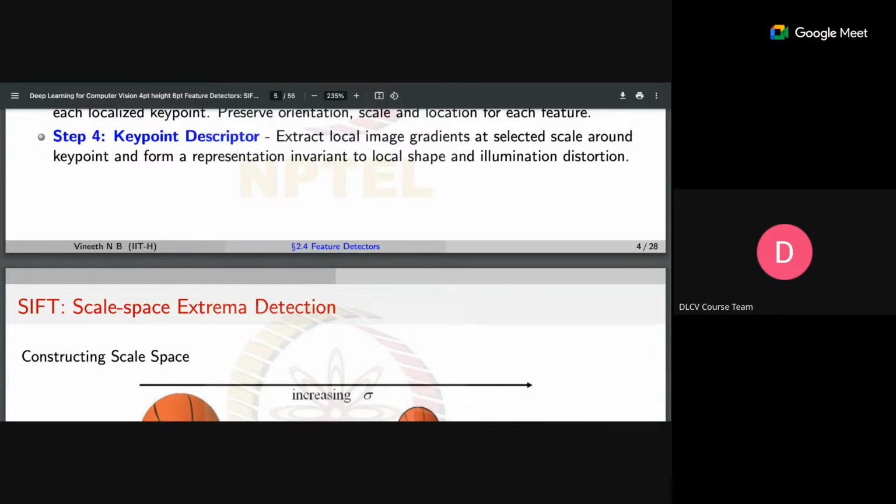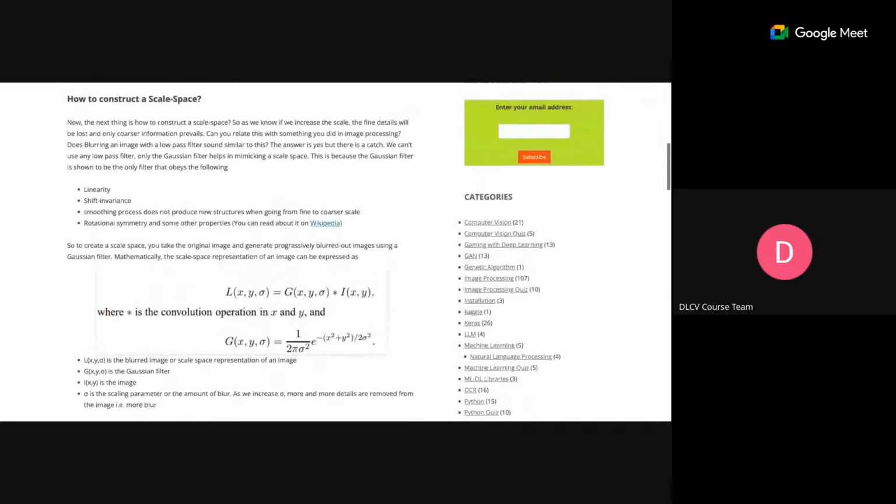Can it also detect simple plain colors, like only a white color patch or something? Would that also be considered a key point here? You are talking about SIFT. It depends on the kind of image you are taking. You can use a grayscale image also. That is not a problem.